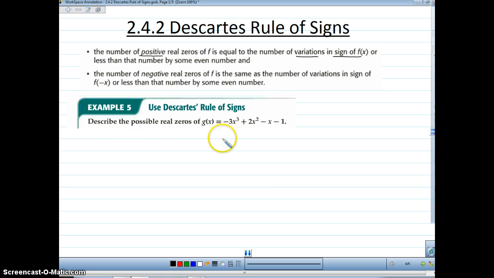Let's start with example 5, where g of x is given as negative 3x cubed plus 2x squared minus x minus 1. And so we want to look from term to term and see how many times we change signs. So our first term is negative, our second term is positive. So that counts as our first sign change. I'll just number them, 1. And then we go from plus 2x squared to negative x, so that would be a second sign change, 2.